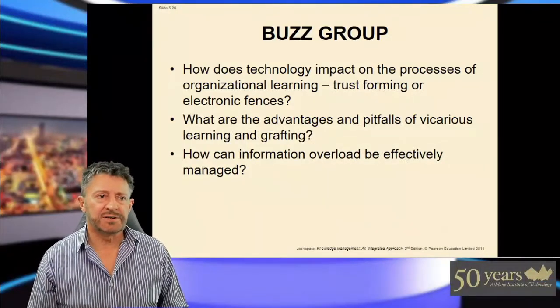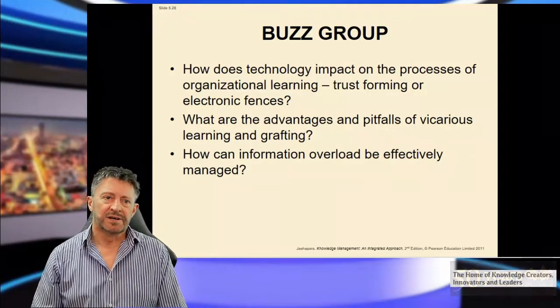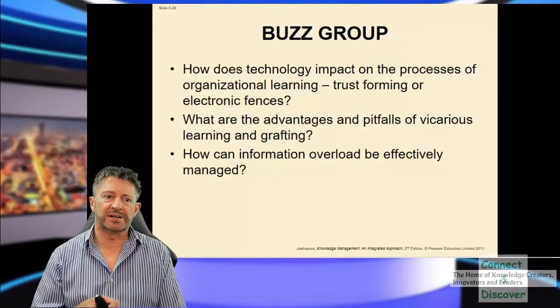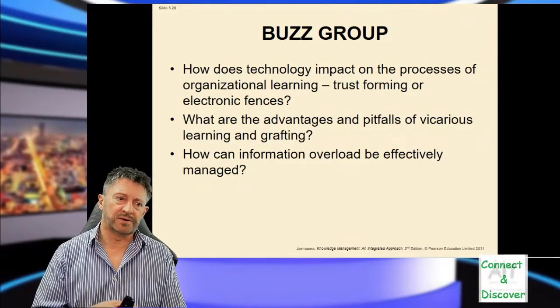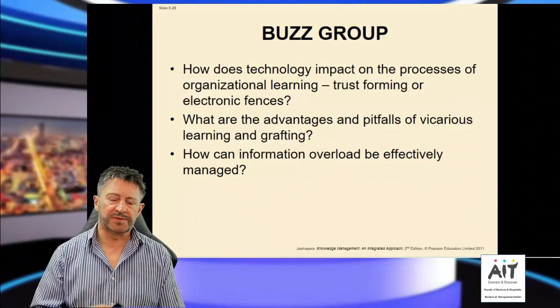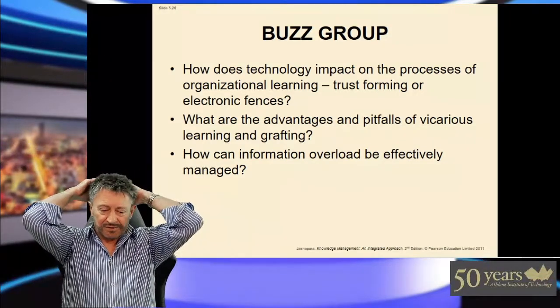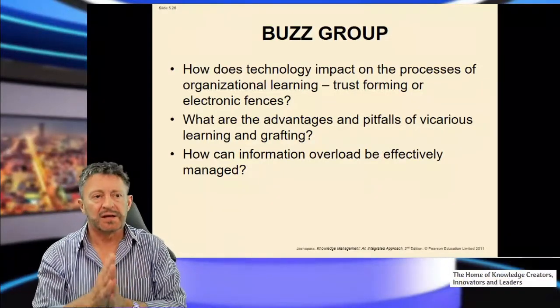So the Buzz Group, as they call it again: how does technology impact on the process of organizational learning, trust forming or electronic fences, and so on? What are the advantages and pitfalls of vicarious learning and grafting, and how can information overload be effectively managed? That's what I mean by Buzz Group. You need to go off and have a quick think and talk about these if you wish. But I'm coming towards the end now.